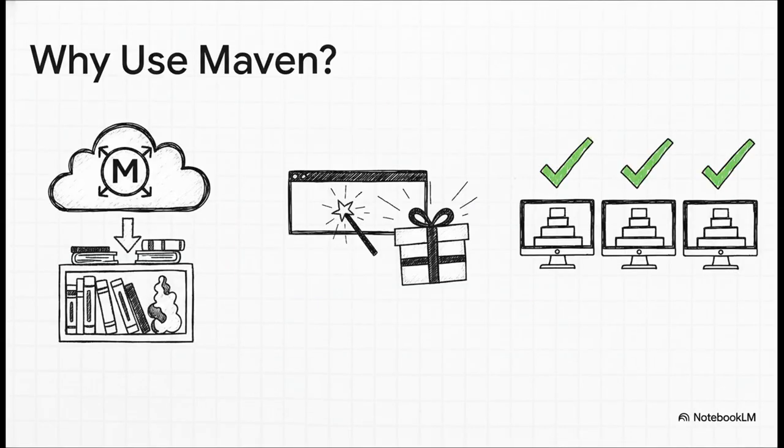So why bother using it? Well, there are three huge reasons. First, as we said, it automatically downloads all those libraries for you. No more hunting. Second, it gives you simple standard commands, like mvn package, that work the same way for every single Maven project. And third, it makes sure your project builds the exact same way everywhere, on your computer, your friend's computer, or a server. That consistency is a lifesaver.